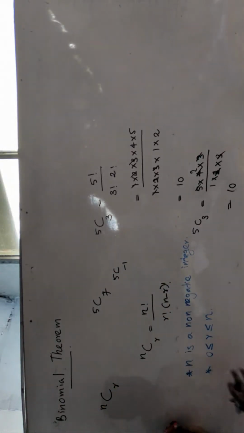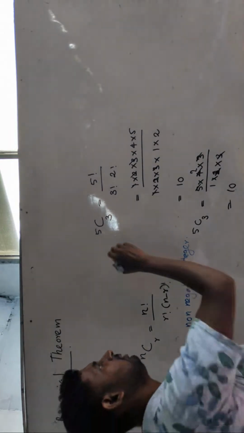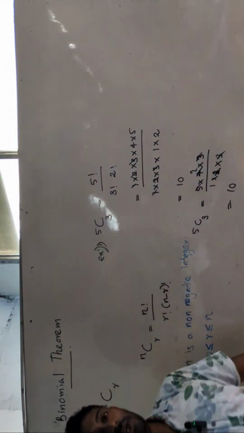Okay, right. So these are the two things today you need to remember. These are the two conditions of nCr notation. Remember this one. Let's write down some examples today. Write down the first example. Example number 1. 5C3.